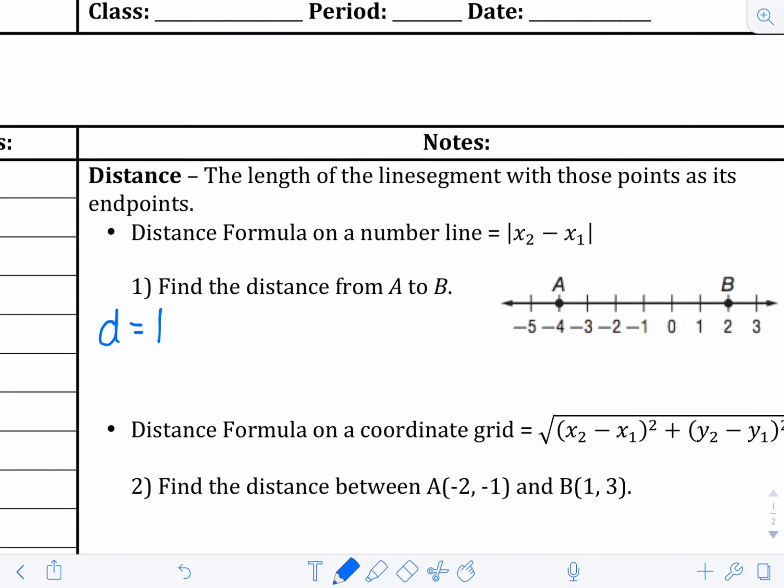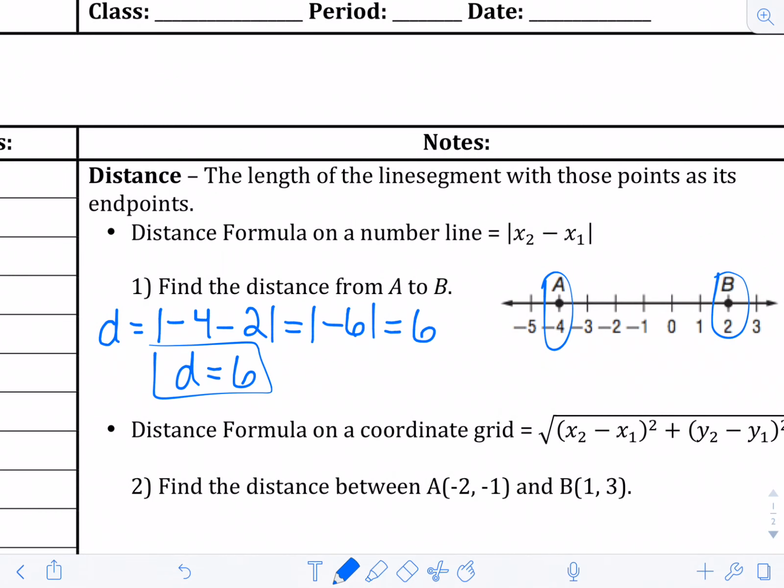I'll start with A. A is located here at -4. Minus B is located here at 2. Absolute value. So that's the absolute value. -4 minus 2 gives you -6. Absolute value of -6 is just +6. So my distance from A to B is just 6.